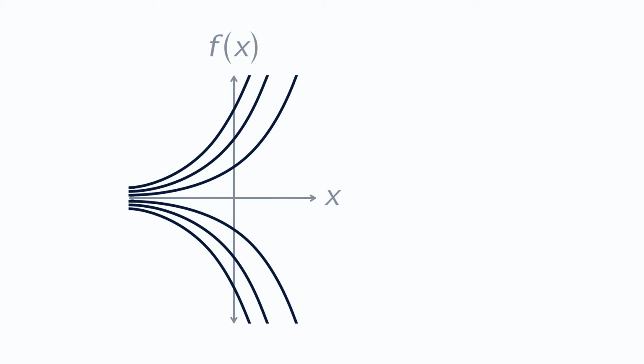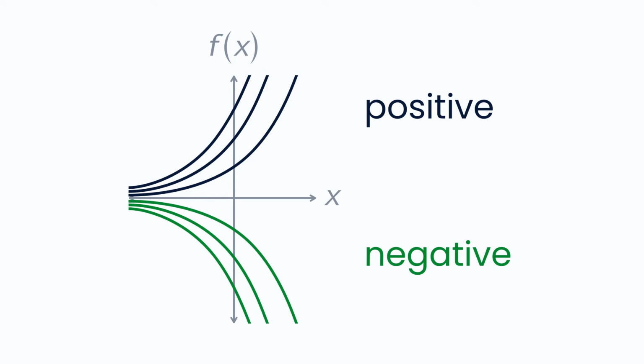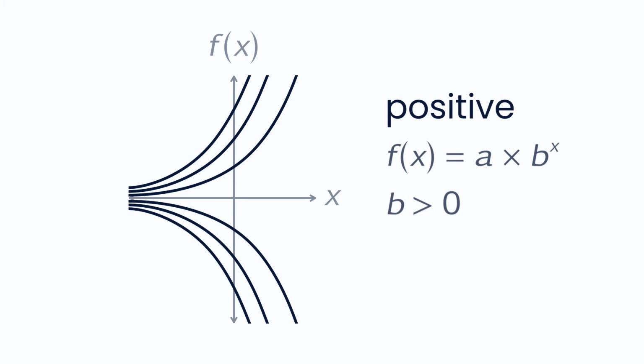You should know that exponential functions can never have the value 0. This is because no matter what x is, b raised to the power of x is never 0. This means that an exponential function can only be positive or negative, and it never crosses over to the other side of the x-axis. After all, a positive number b raised to the power of x will always be positive.